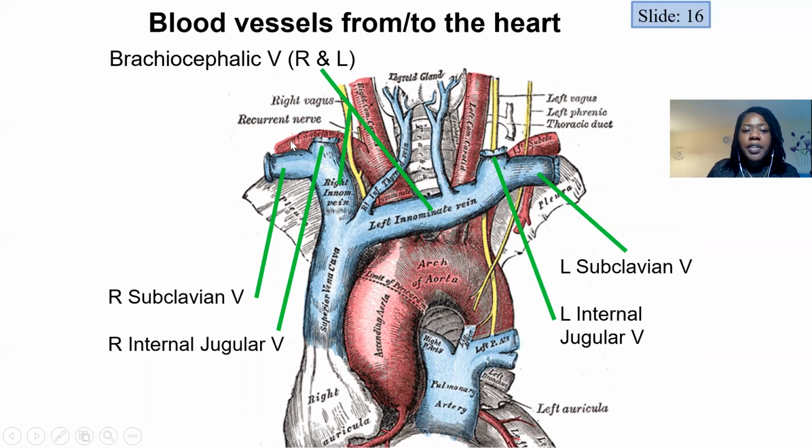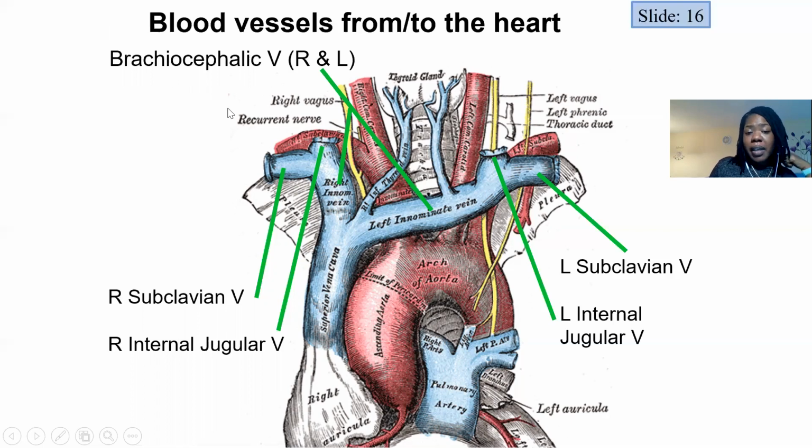But then we also have the right internal jugular vein, which is draining deoxygenated blood from the head. On the left side, we've got the left subclavian vein running alongside the left subclavian artery. And then we also have the left internal jugular vein bringing blood back from the head. So together, the subclavian vein and the internal jugulars combine to form the brachiocephalic veins.